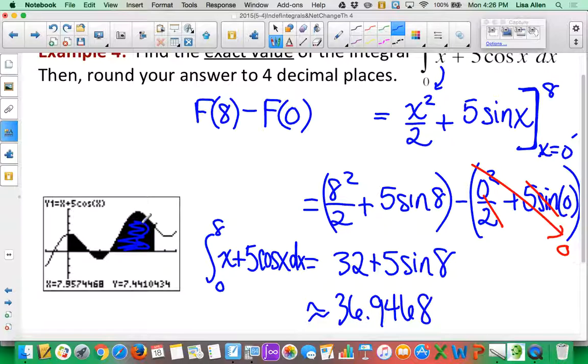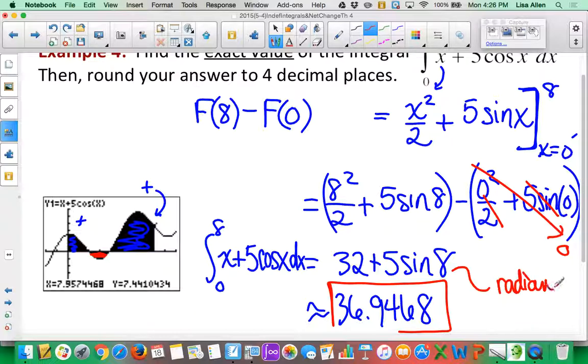Now, the thing about this is it should be a positive area, because if you look at the area of this big, large section, that's a positive area. Here's more positive area. And then if you look, there's only one little section that's negative, so there's no way that your answer is going to be a negative value in the end. So we get an approximate big answer of 36.9468.